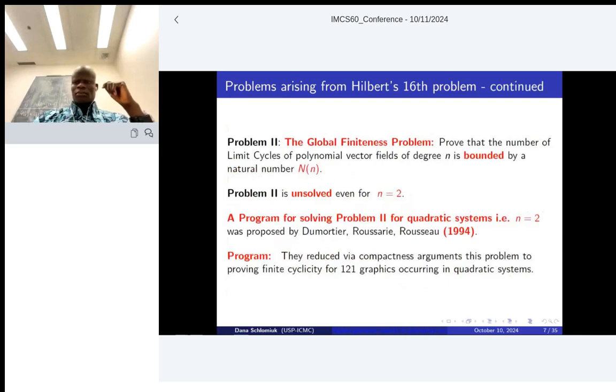Next. We have other problems, and here is the global finiteness problem.